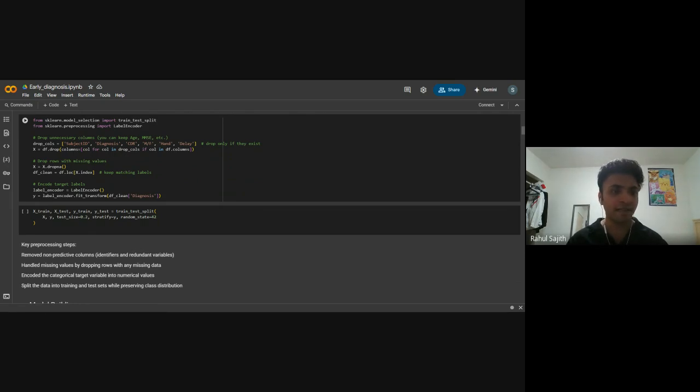Lastly, we encoded our target labels using the label encoder and divided the data into training and testing subsets for model evaluation and validation. Now Shubham will take the presentation forward from here.